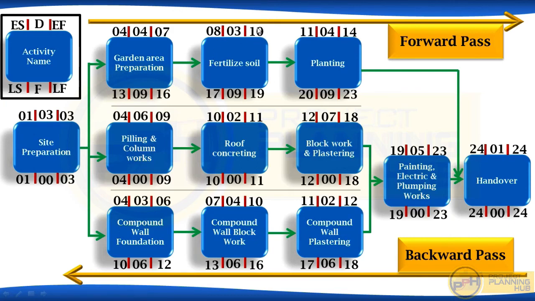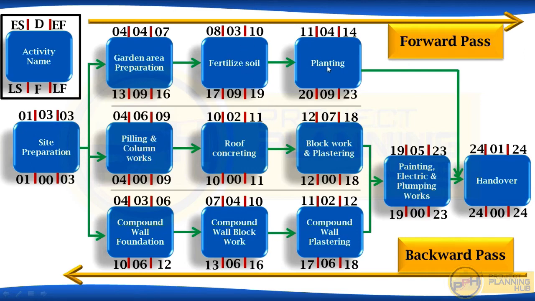Early finish for fertilized soil is on 10th, but we can delay this finish up to 19th without delaying the project. If 19 changes, our project will delay. Suppose 19 becomes 20, then our project will delay. If this becomes 20, then this one 21, this one 24 and this one 25. Project delayed. I hope you understand the difference between early start, late start, early finish and late finish.